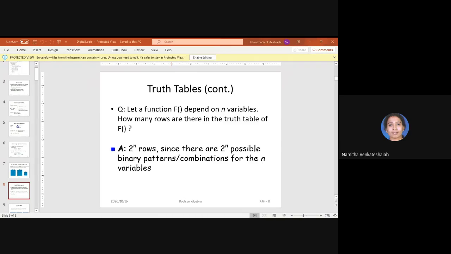Ruchita said it. Very good. Okay, Shubha also said it. So 2 power n rows will be there. That is the basic knowledge you should have. Okay.